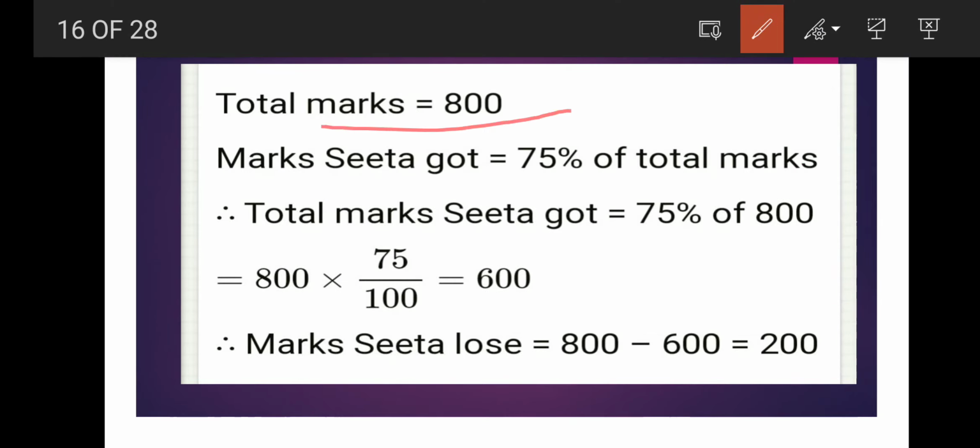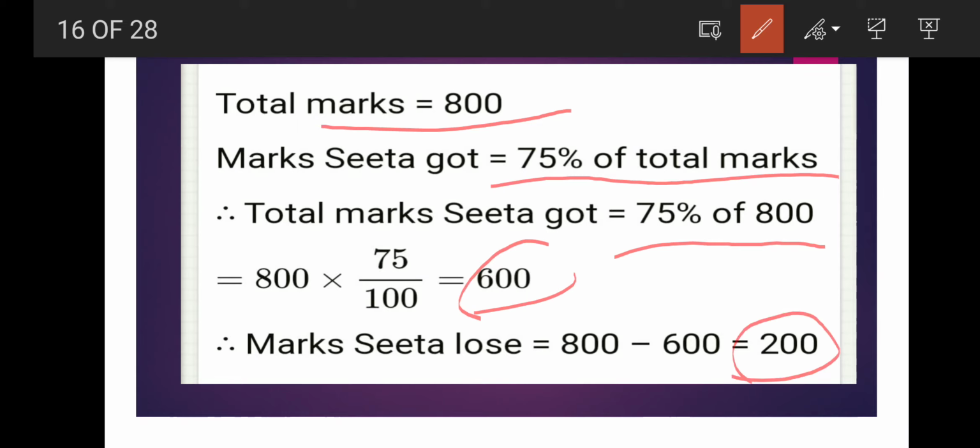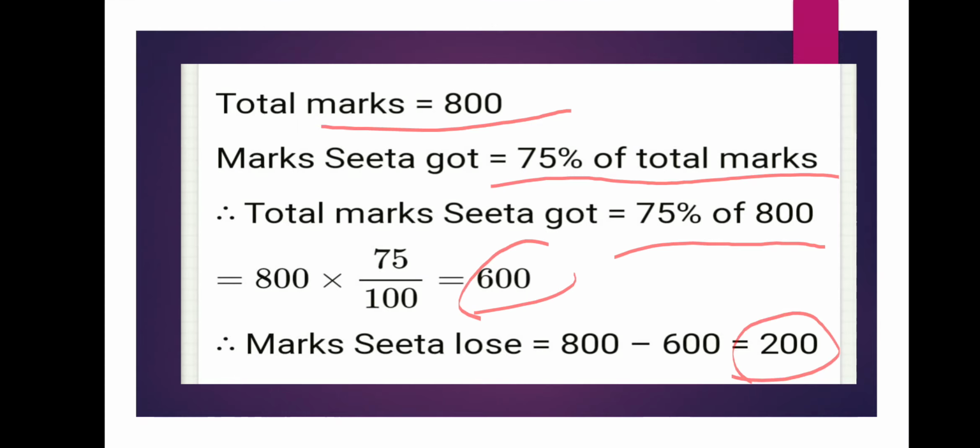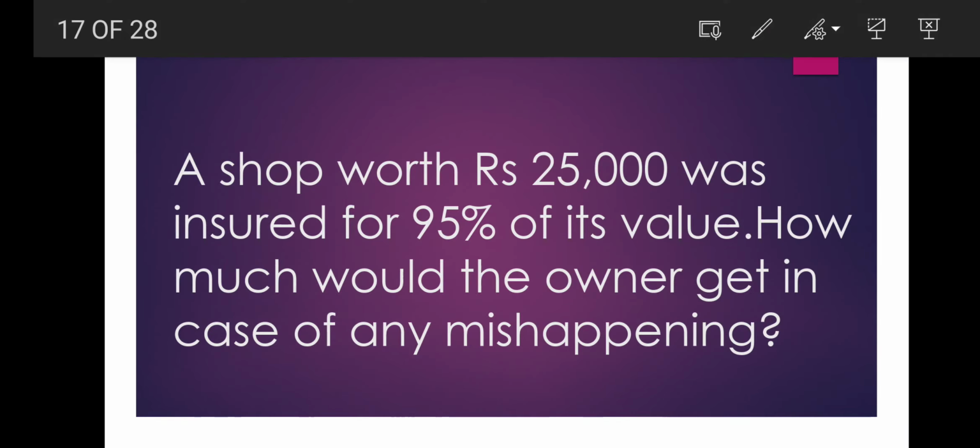So now the process is here. Total marks 800. Sita got what? 75% of the total, 75% of 800. So Sita got 600 marks. And how many marks did Sita lose? So 800 minus 600. This is equal to what? 200. Clear?